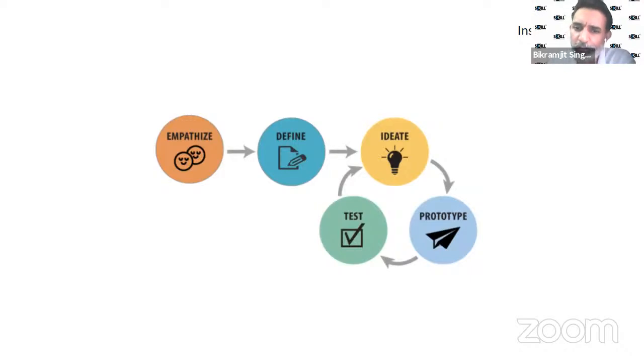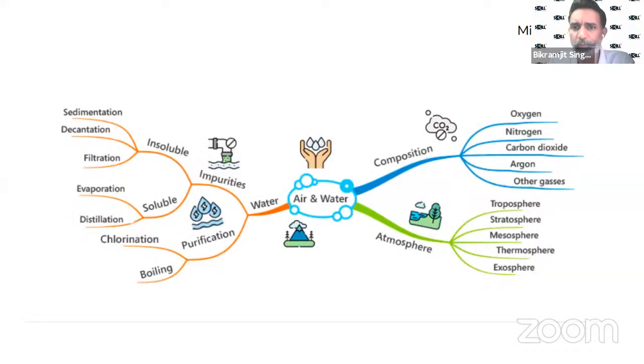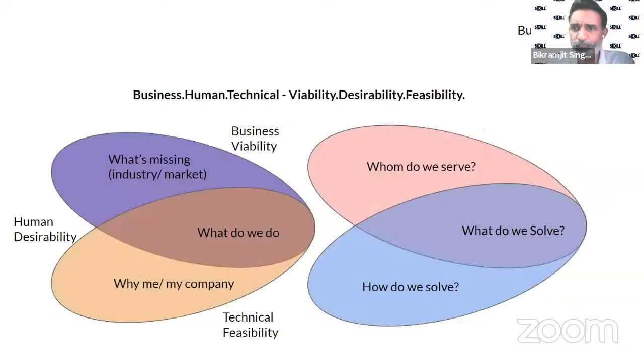So the loop in the end will only break when you have iterated it to the maximum possible time as per the client requirement and the project understanding. Then some infographics, not part of the WorldSkills. I'll quickly go through it. The mind maps, the butterfly diagram, they are more typical to the UI designers.